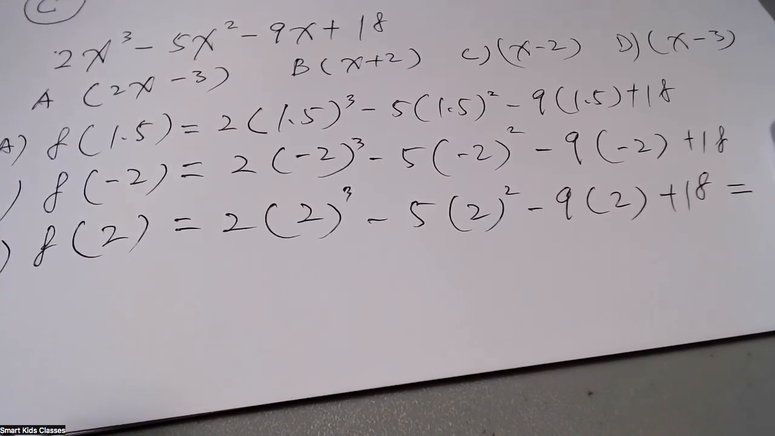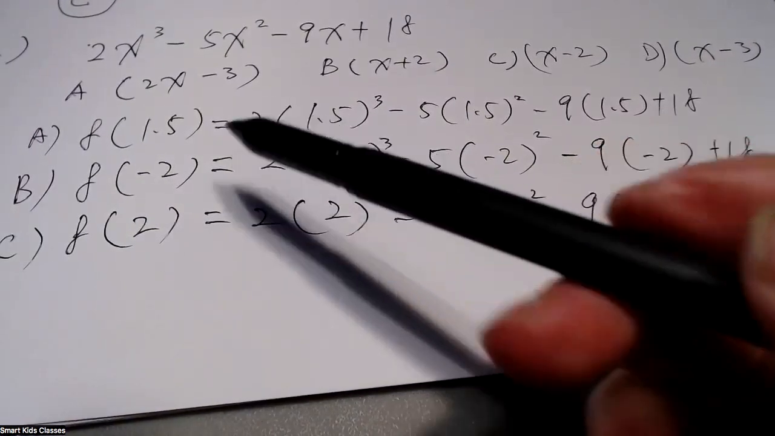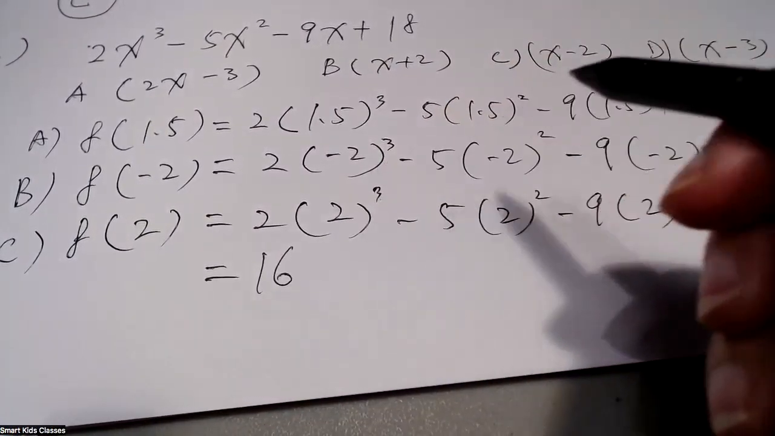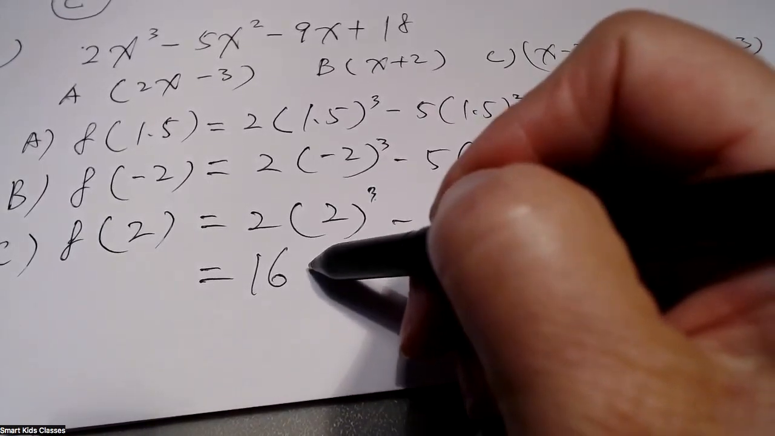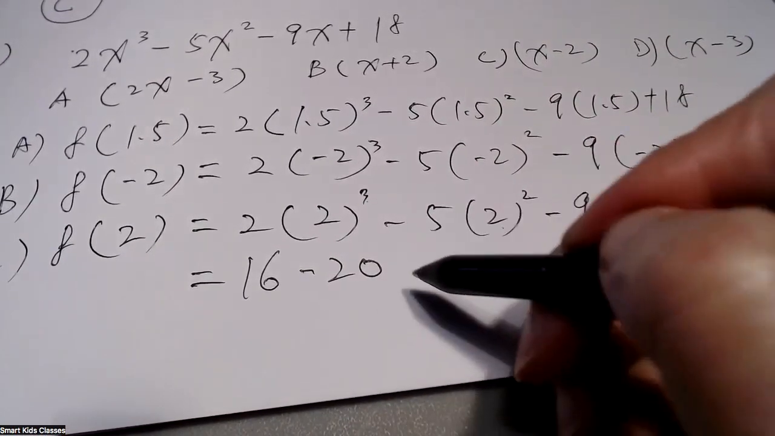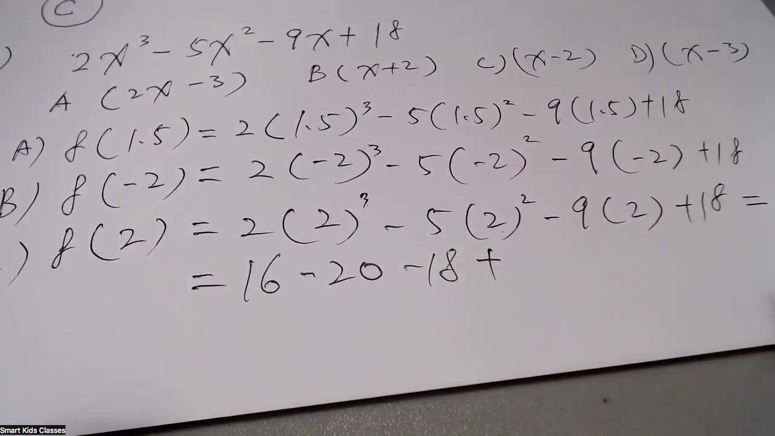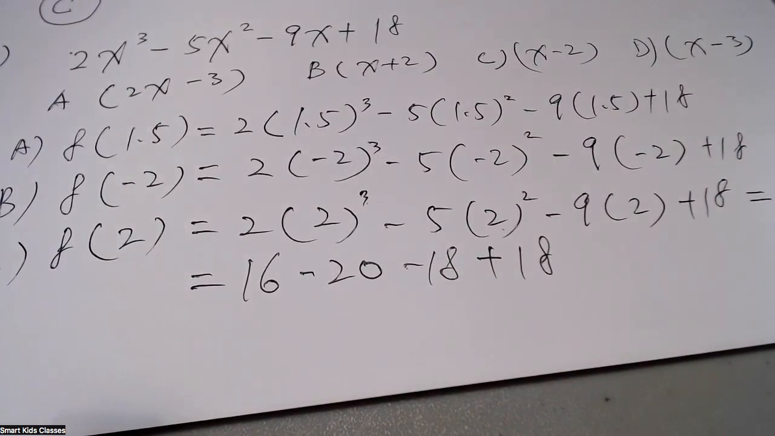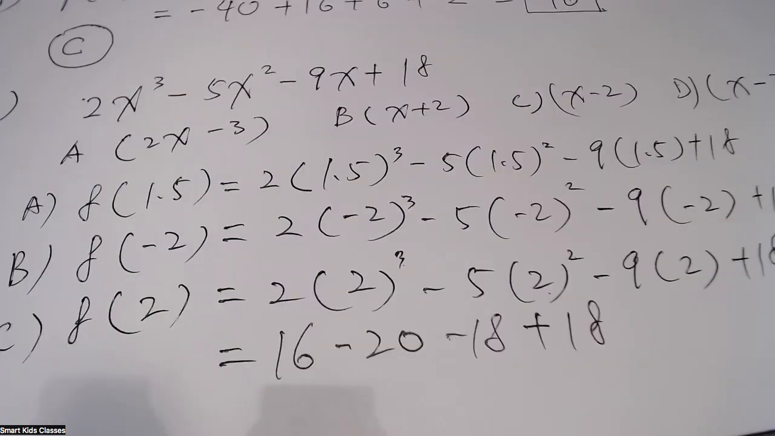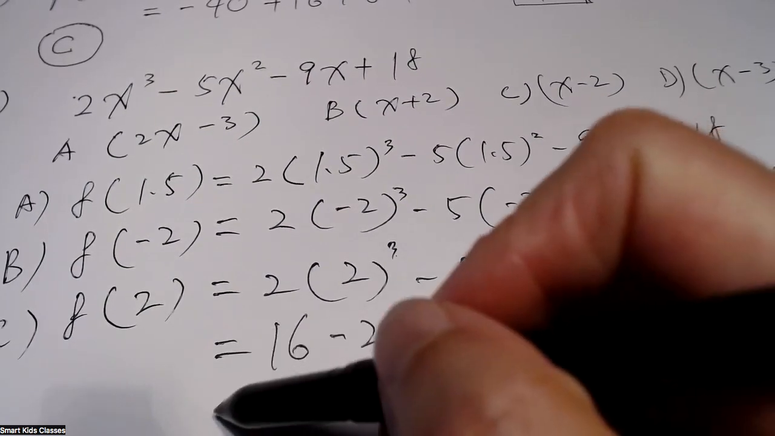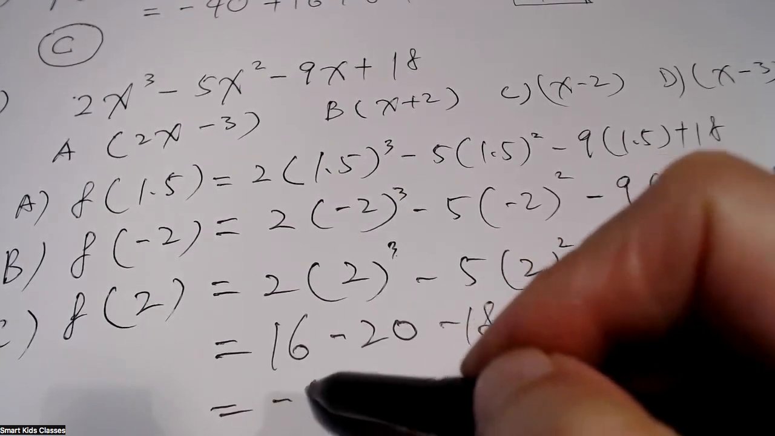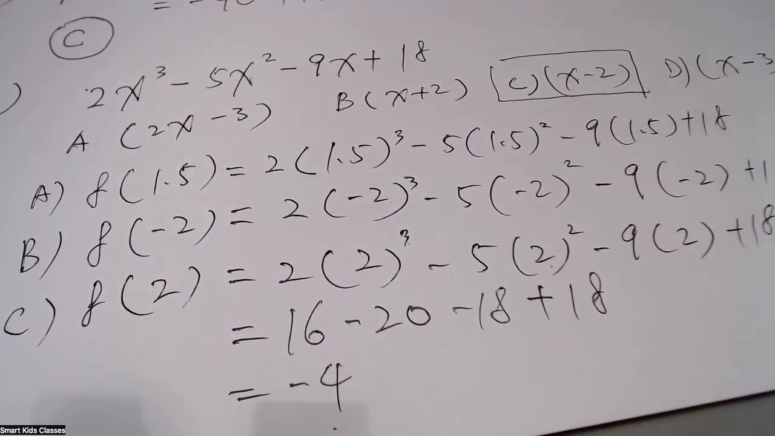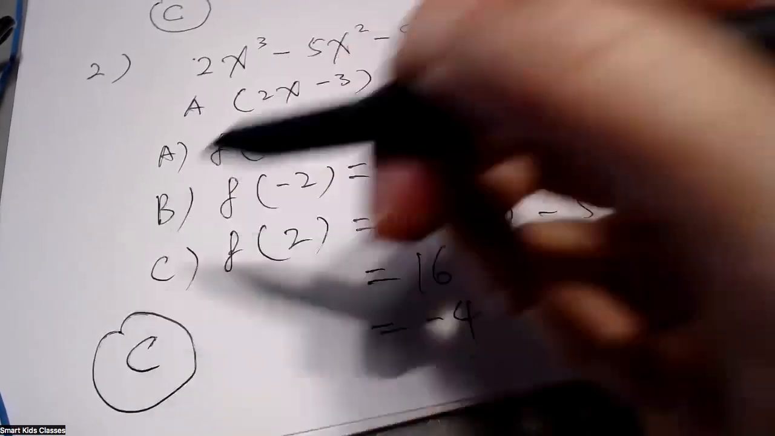Let me try from the back to the front. So let me try 2 here first. That's 8 times 2, 16. That's 4 times 5 is 20. So minus 18, add 18. And from here, we are going to find the answer. The answer is negative 4. So therefore, this one is the answer. Good, question 2 is C again.